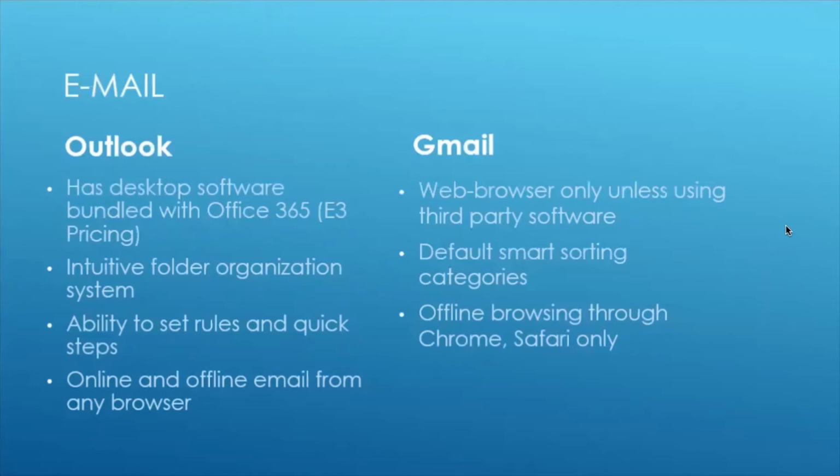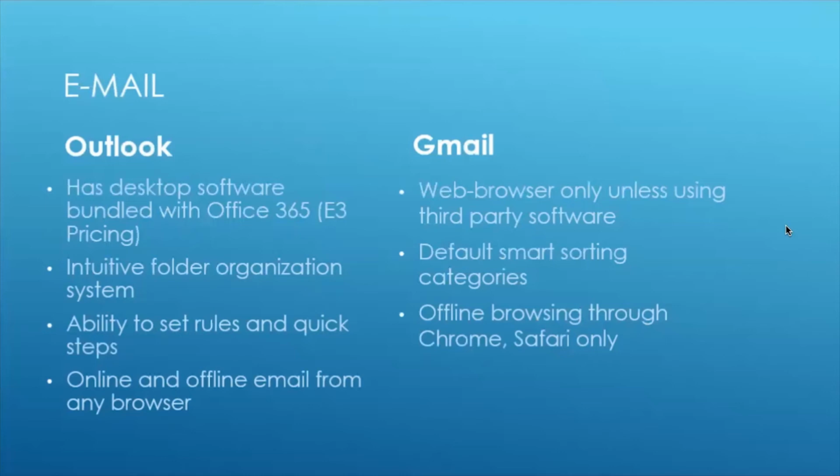The Google product, you can only do offline browsing, so you can only access your email offline through Chrome and Safari. Those are the only two browsers that allow it. You can set that up in the individual settings for those browsers when you install the Gmail extension. It is a little bit clunky, and you have to make sure that you have everything downloaded beforehand, and they only go back a month.